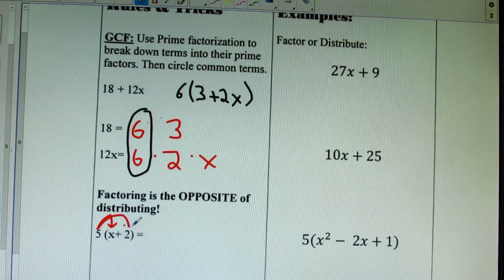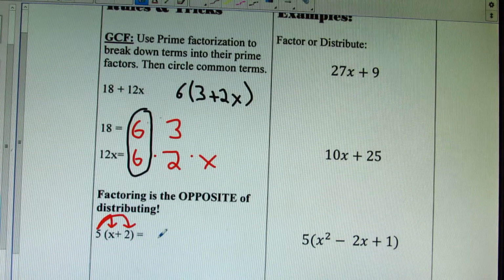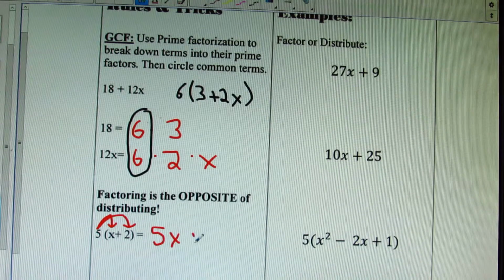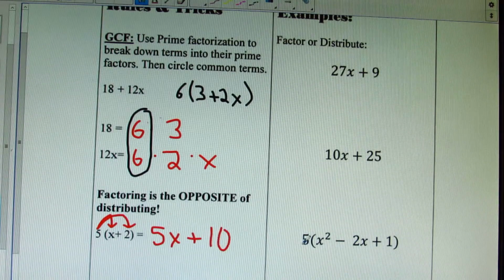5 times x, 5 times 2. Distribute means give out, and we're giving out using multiplication. 5 times x is 5x. 5 times a positive 2 is a positive 10, and I'm done.